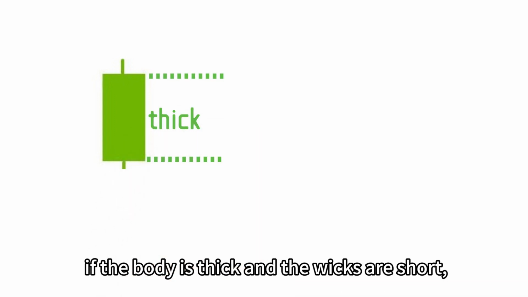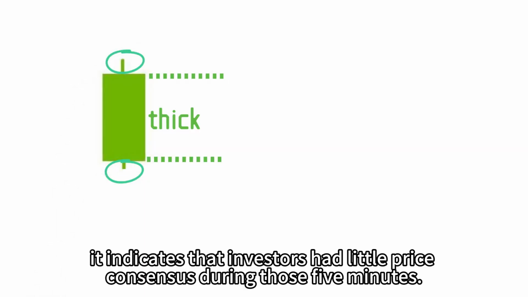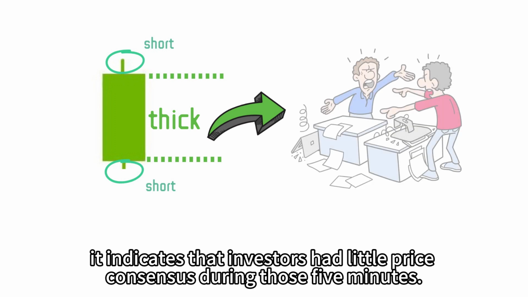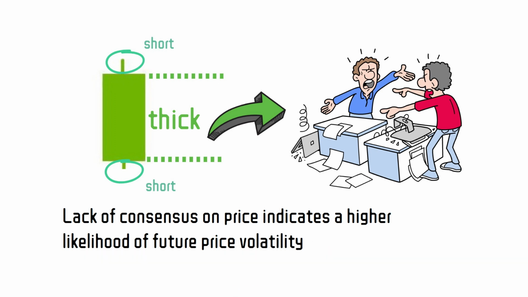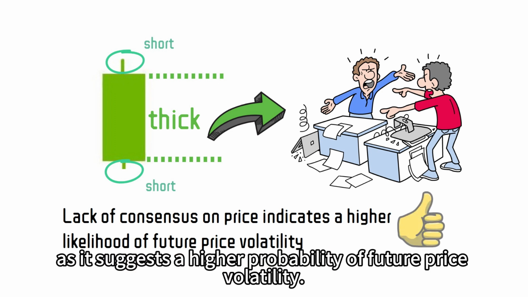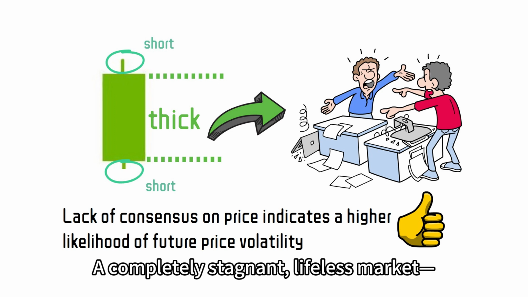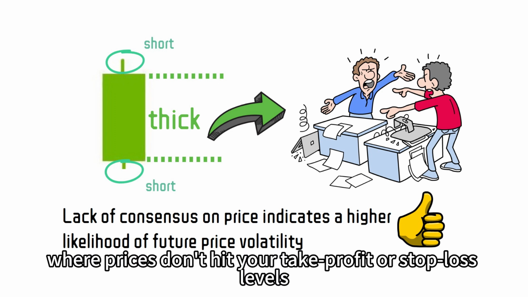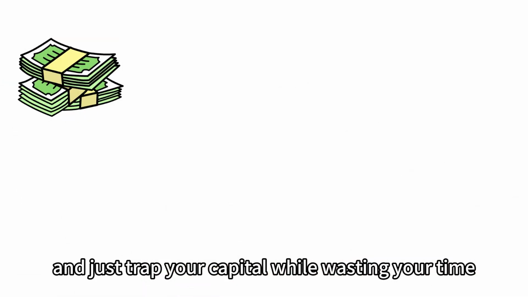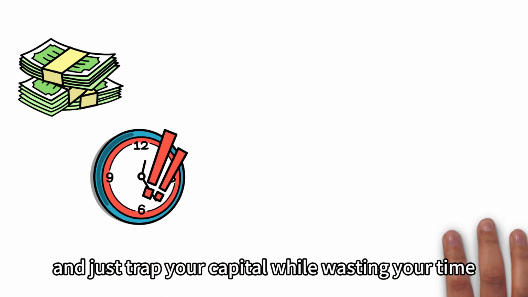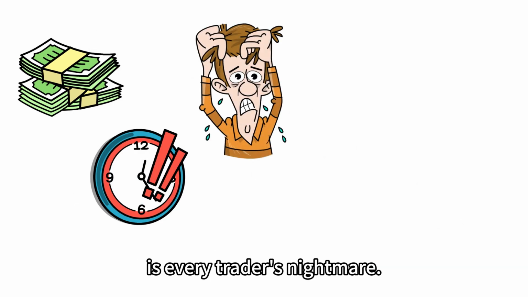For a 5-minute candlestick, if a body is thick and the wicks are short, it indicates that investors had little price consensus during those 5 minutes. A lack of consensus is actually beneficial in trading, as it suggests a higher probability of future price volatility. A completely stagnant, lifeless market, where prices don't hit your take profit or stop loss levels, and just trap your capital while wasting your time, is every trader's nightmare.